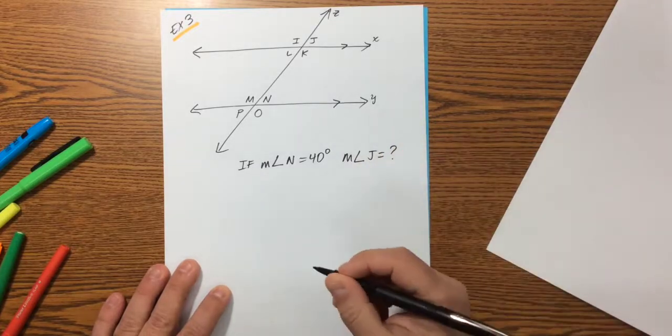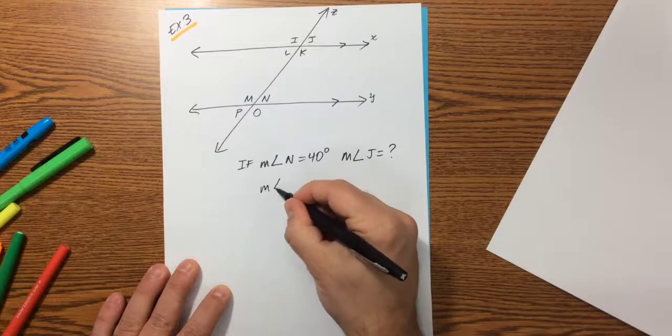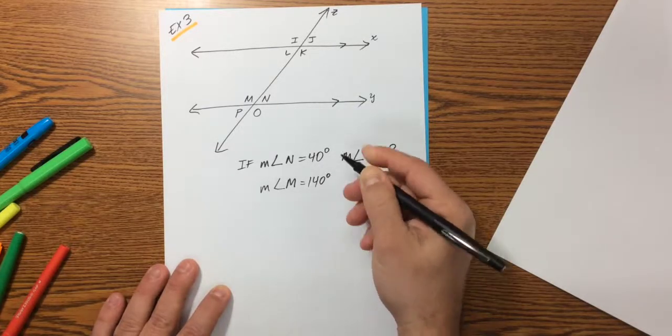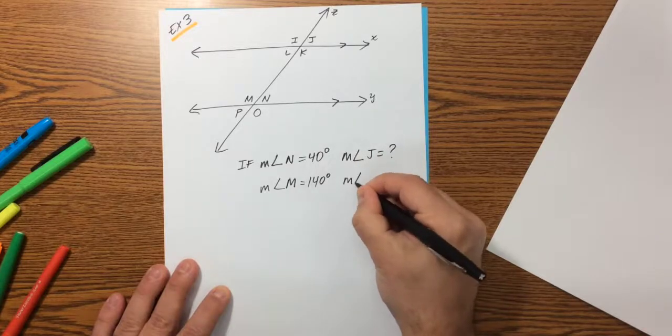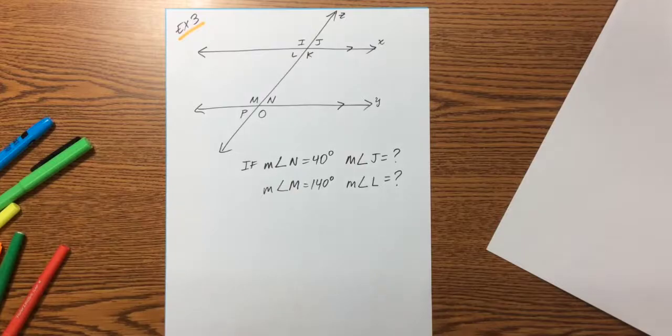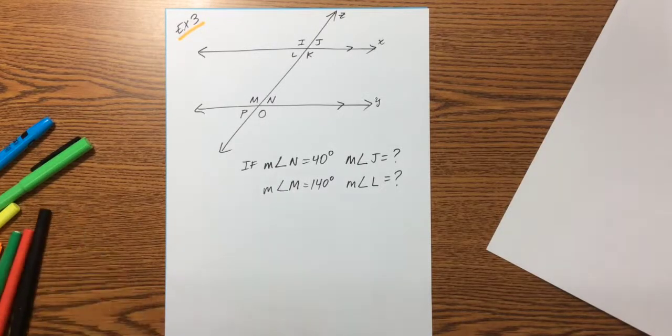Okay, that's the first thing. And then the second one, the measure of angle M equals 140. What's the measure of angle L? Well, guys, we could be sitting here scratching our heads and getting a little confused, or we can set out and do what we did in the last problem. And I find this works for me great.